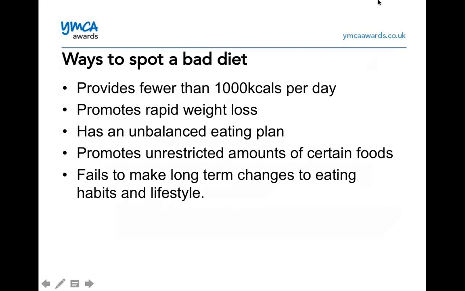Ways to spot a bad diet: it provides fewer than 1,000 calories per day, promotes rapid weight loss, has an unbalanced eating plan, promotes unrestricted amounts of certain foods, and fails to make long-term changes to eating habits. It's a little bit like these people that go, oh, six-week abs or six-week food challenge, lose 4 stone in 6 weeks. And it's kind of frustrating, because you put the weight off really quick, but you're going to damage them.